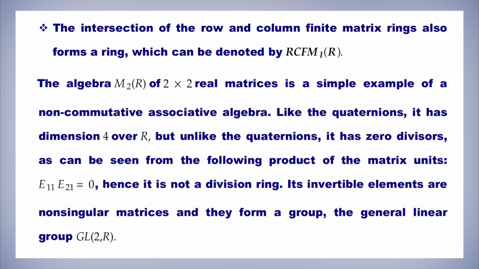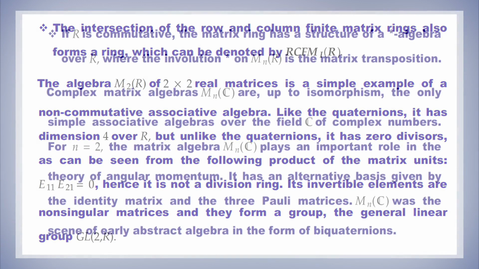The algebra M2(R) of 2 by 2 real matrices is a simple example of a non-commutative associative algebra. Like the quaternions, it has dimension 4 over R, but unlike the quaternions, it has zero divisors, as can be seen from the following product of the matrix units: E11 E21 = 0, hence it is not a division ring. Its invertible elements, or non-singular matrices, form a group, the general linear group GL(2, R).